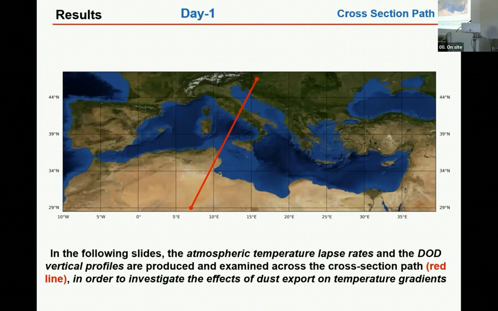analysis. Here we present the cross-section across which we took the vertical distribution of dust optical depth and temperature gradient in order to investigate the possible connection of dust presence with the formation of temperature inversions.